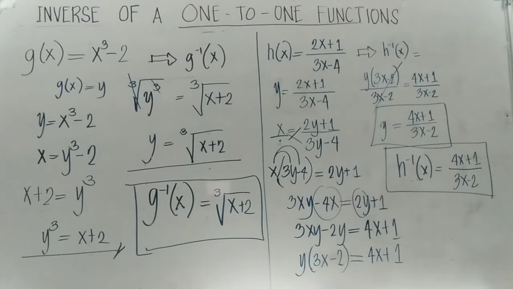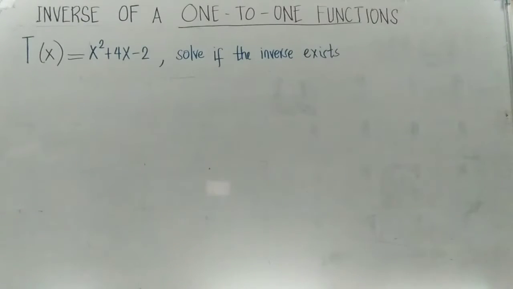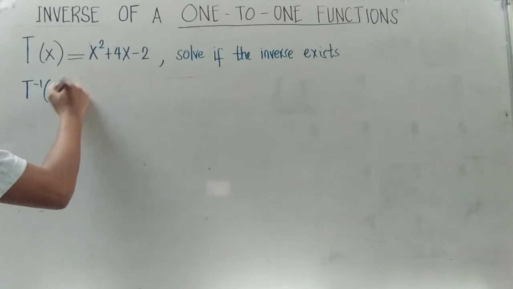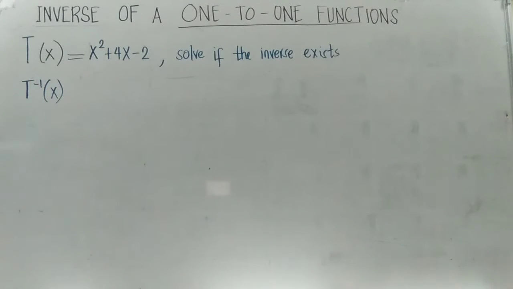So I will give you another example of a function, and let us solve and verify whether that given function has an inverse, or if that function does not have an inverse. Okay, let's try. In our example this time, we have t of x equal to x squared plus 4x minus 2. So let us solve if the inverse of t of x exists or not. We have the inverse of t of x denoted by t inverse of x.